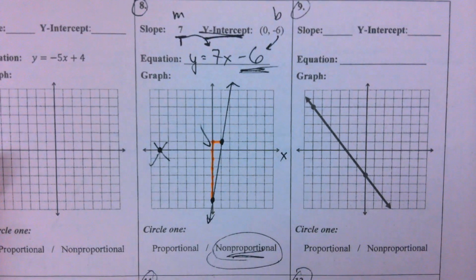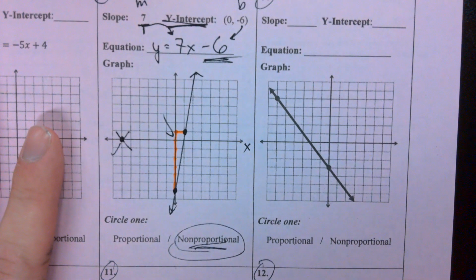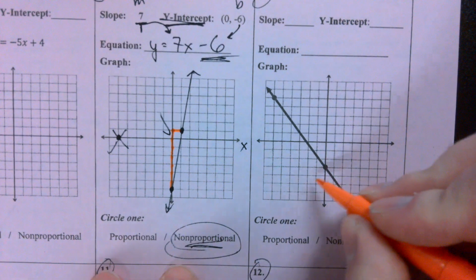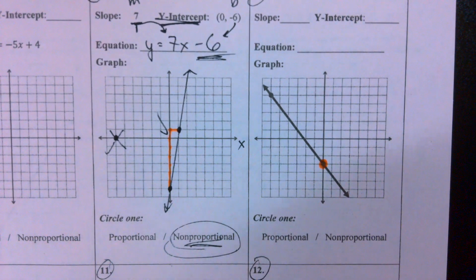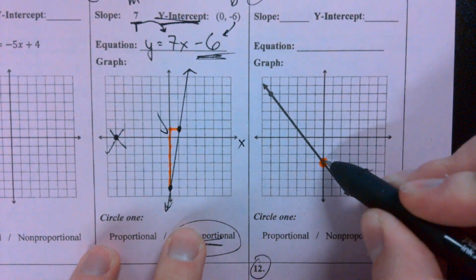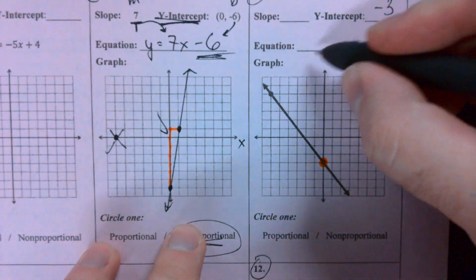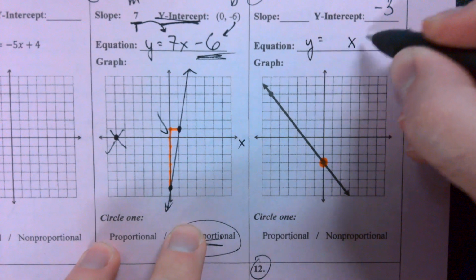Okay, there's number 8. Number 9, just like number 5 on the front. Number 9, we're starting with the graph. Again, my y-intercept is very clear to see. How many spaces down is that point on the y-axis? 3 spaces down. 1, 2, 3. So my y-intercept is -3. y equals something x minus 3.